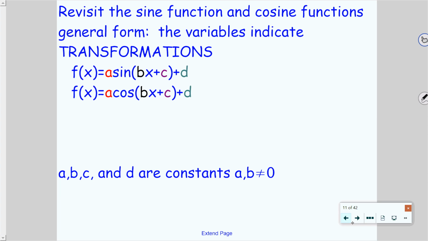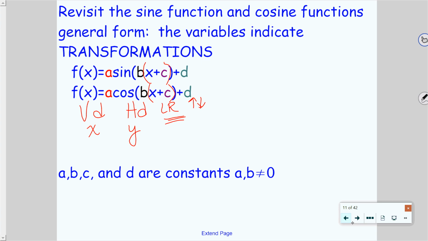Our A's, B's, C's, and D's are the same as our transformations that we had before. So our A's give us our vertical dilation and our x-axis reflection. Our B's give us our horizontal dilation and our y-axis reflection. C's give us our left and our right, and D's give us our up and our down. Only problem with our C's, right? In order to do a true left and right, just like last time, our C's need to be in the factored form, okay?